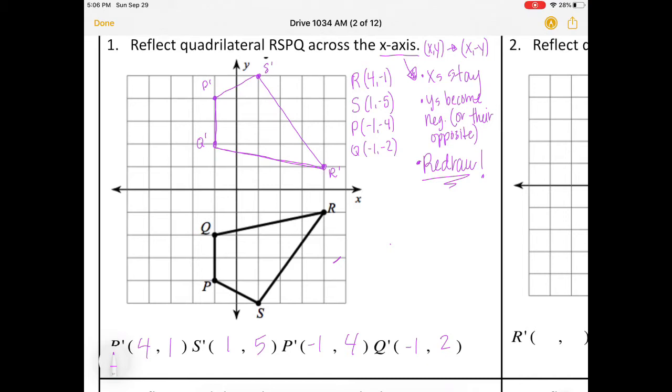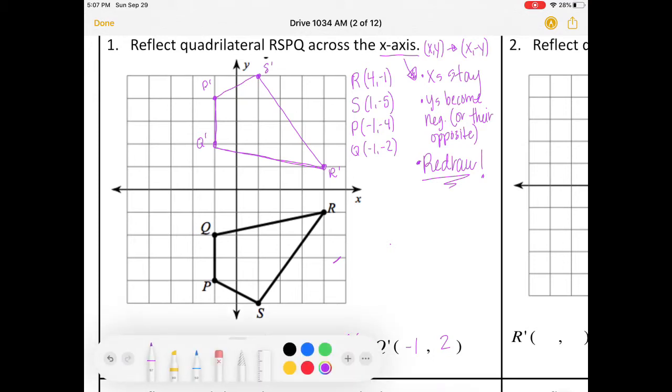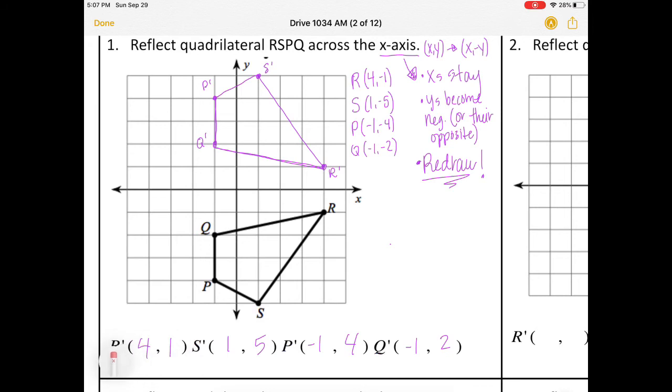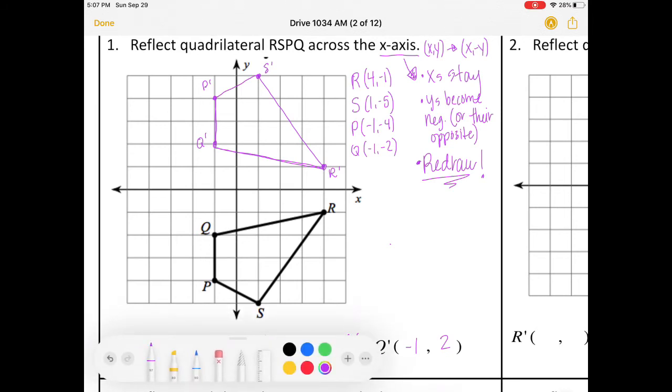Right, and I just connect my points. Okay, so our new shape from the transformation should be congruent to our original shape. So if you draw it and they don't look congruent, then something is wrong. You need to go back, check over that, and see what you did, okay? But there's our first one.